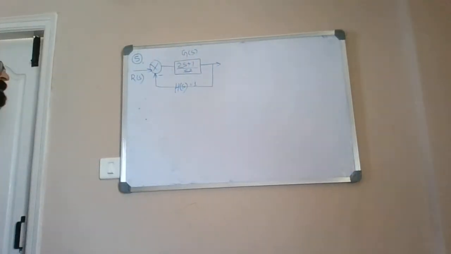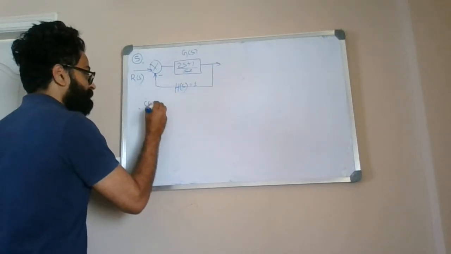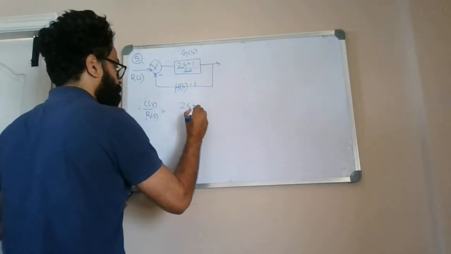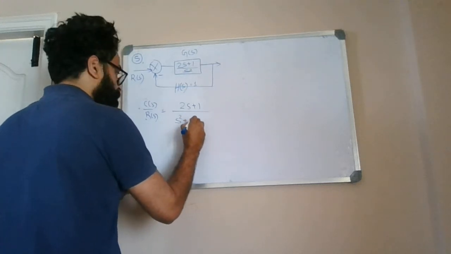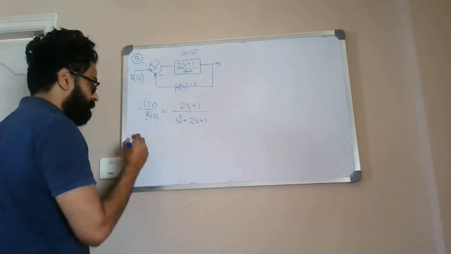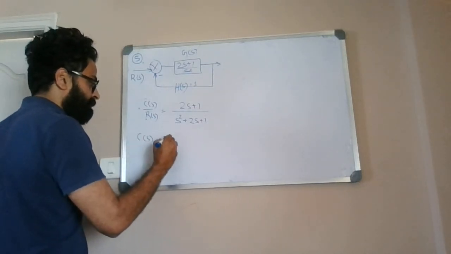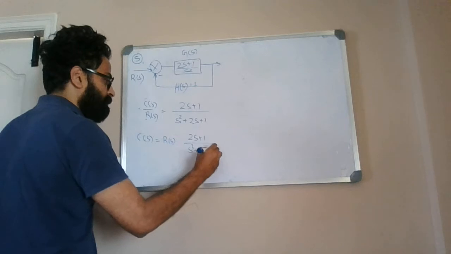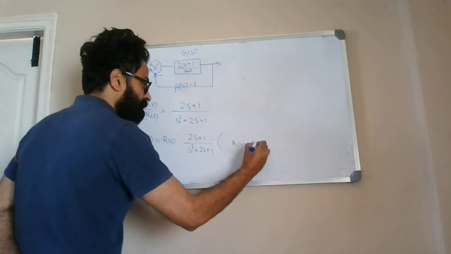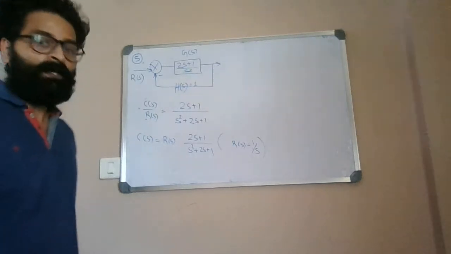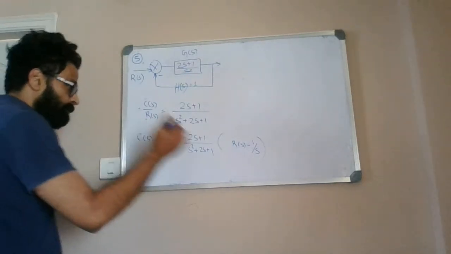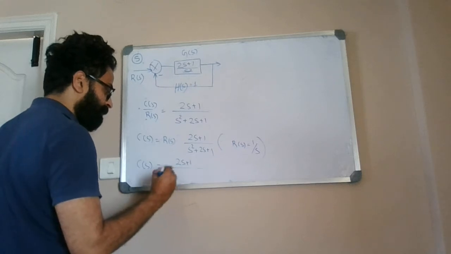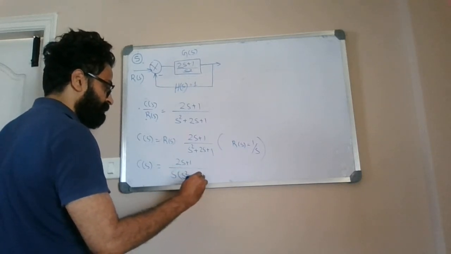Okay, fine. So let us write C(s) by R(s) as 2s plus 1 divided by s square plus 2s plus 1. Okay. And we can write C(s) as R(s) into the given transfer function (2s plus 1) by (s square plus 2s plus 1), where R(s) is 1 by s, because we are supposed to consider R(s) as a unit step function. Correct. So you would get C(s) is equal to 2s plus 1 in the numerator, and in the denominator s into (s square plus 2s plus 1).